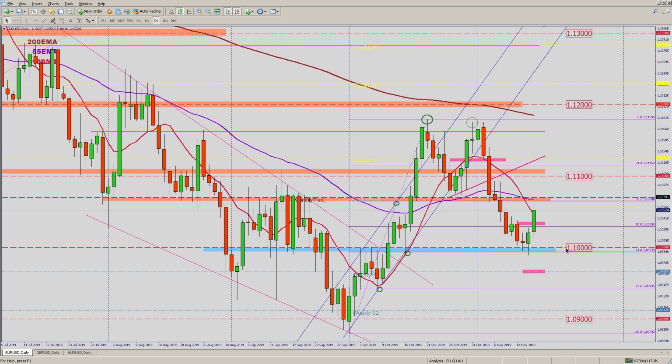but it looks like it's going into a consolidation phase within this zone between 110 and 110.70, and we'll see whether there's any fundamental news that can help push it up to retest the 111 area, or whether there's further weakness to break below the key 110 support zone.